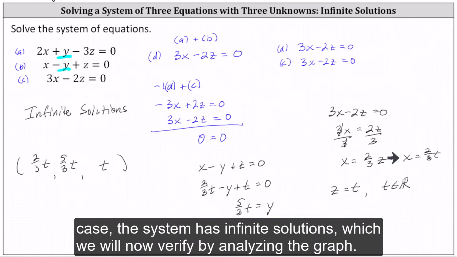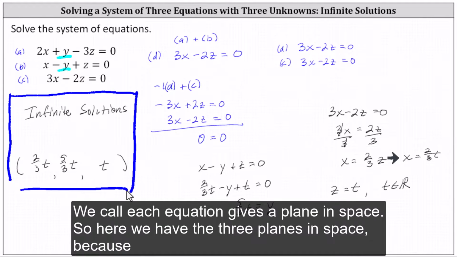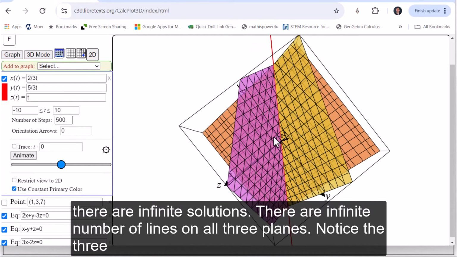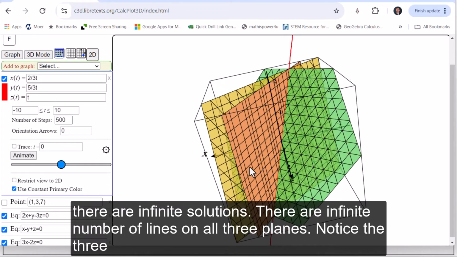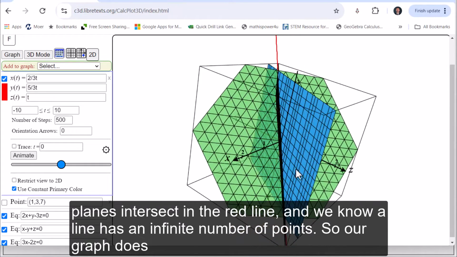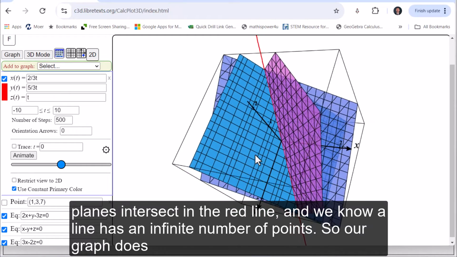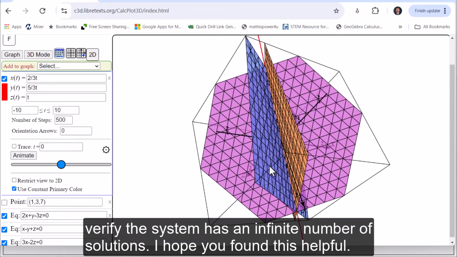In either case, the system has infinite solutions, which we will now verify by analyzing the graph. Recall, each equation gives a plane in space. So here we have the three planes in space. Because there are infinite solutions, there are an infinite number of points on all three planes. Notice the three planes intersect in the red line, and we know a line has an infinite number of points. So our graph does verify the system has an infinite number of solutions.